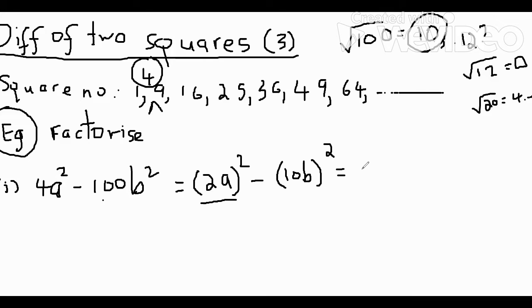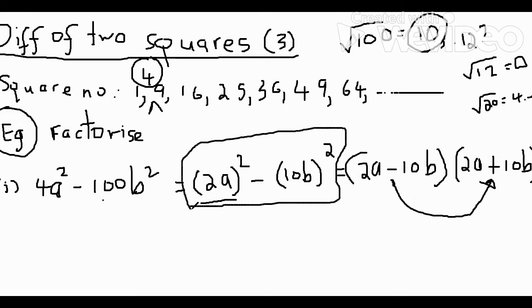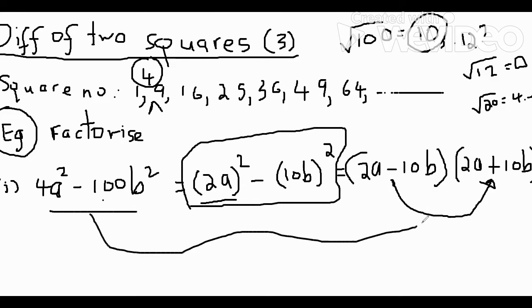So the answer now is simply (2a minus 10b). Put that in a bracket. And then write the same thing again, but you don't write a minus. What do you write? Plus. And that's the answer. In other words, one is always a minus, one is always a plus. By the way, this step is not necessary. You don't necessarily have to write it here. You can just go straight to the answer, because these questions are worth only 1 mark.